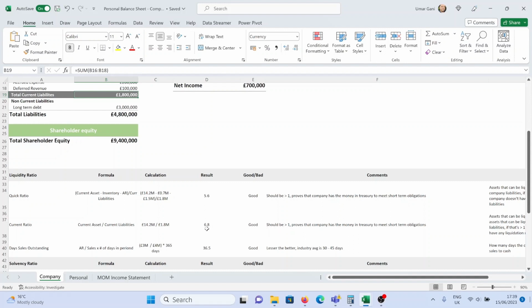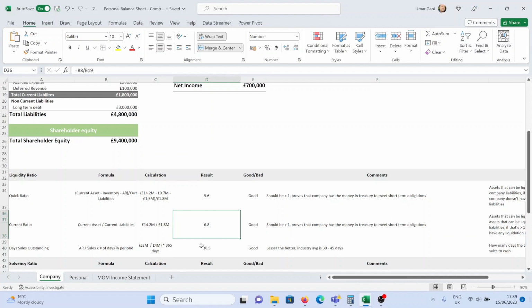So greater than 1. So the company has the money in treasury to meet the short term, which is to pay back the vendors where they bought the materials or whatever they bought from the service provider.